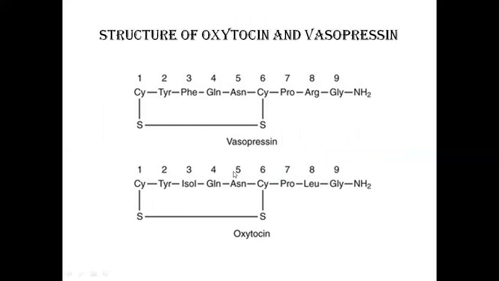This is the structure of oxytocin as well as vasopressin. Here you can see the amino acids. Both oxytocin as well as vasopressin are made of 9 amino acids, which are linked to an amine group at the terminal ends. And in both cases, the first amino acid as well as the sixth amino acid are held by a disulfide bond. Please practice the structure of oxytocin as well as vasopressin.